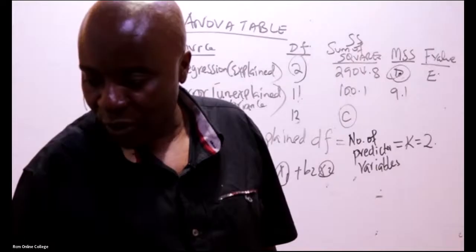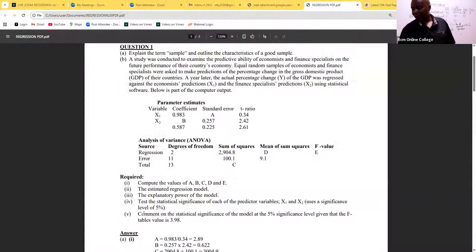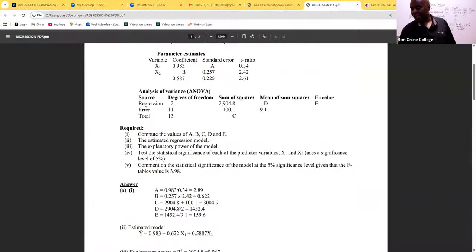So the next question, ladies and gentlemen, what are they telling us here? They want us to test the significance of each of the predictor variables, x1 and x2, and they want us to use a significance level of 5%.